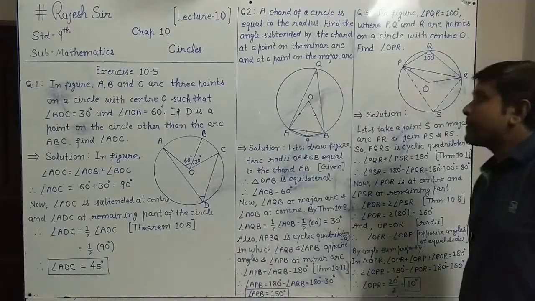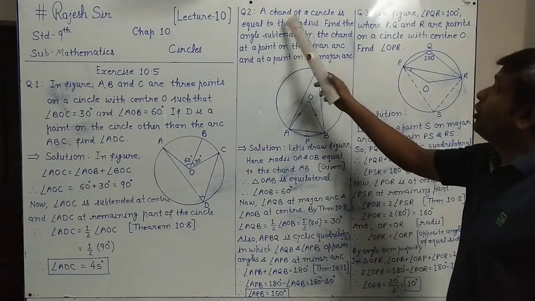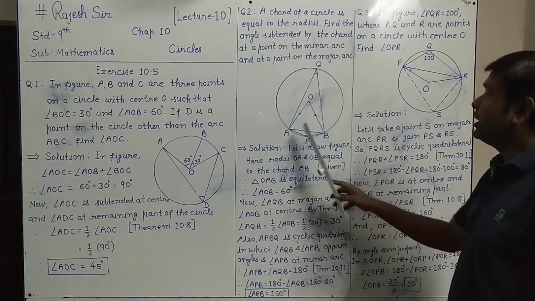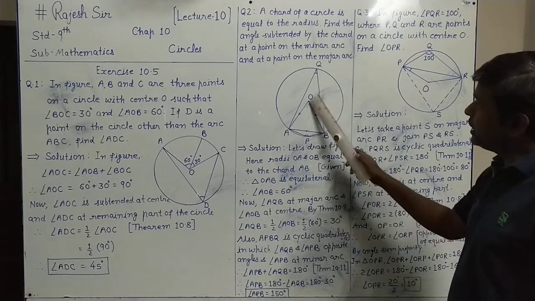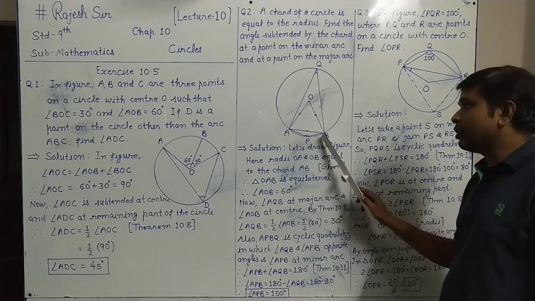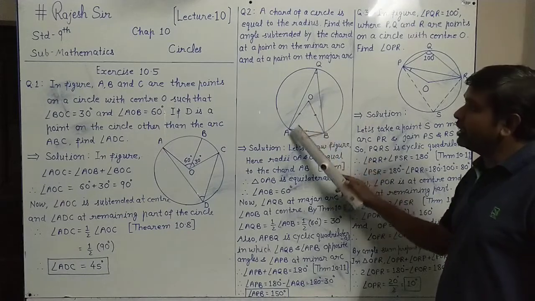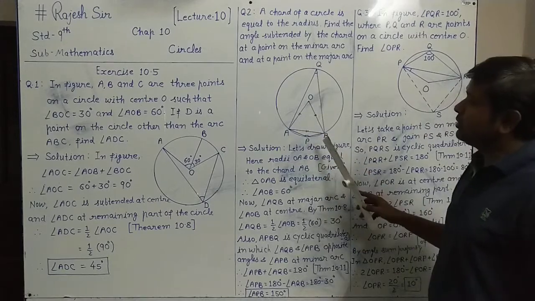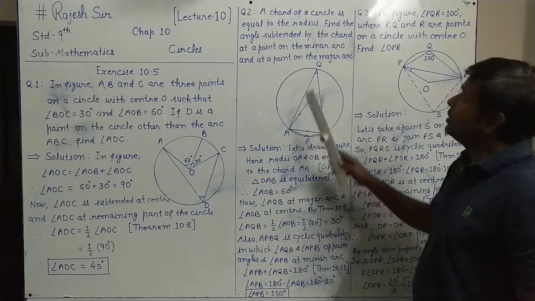Simple. Next, question number 2: a chord of a circle is equal to the radius. Here we have shown the figure. Chord AB is equal to the radius, which means OA and OB are also equal. So OA is radius, OB is radius, AB is chord, and the chord is the same length as the radius. So OA equals OB, the radii, and equals AB, the chord.